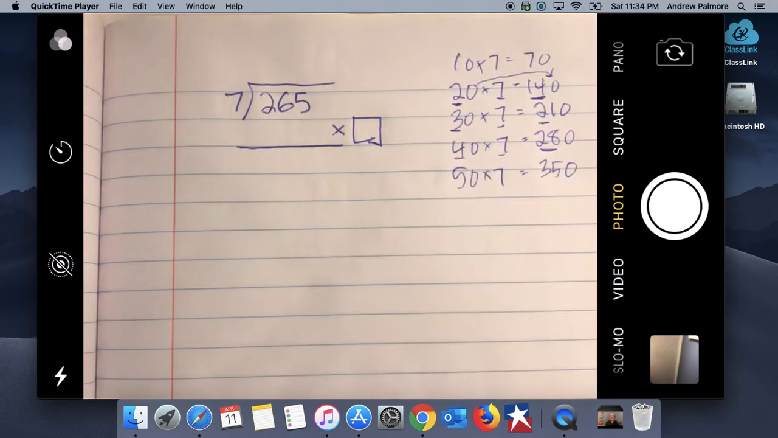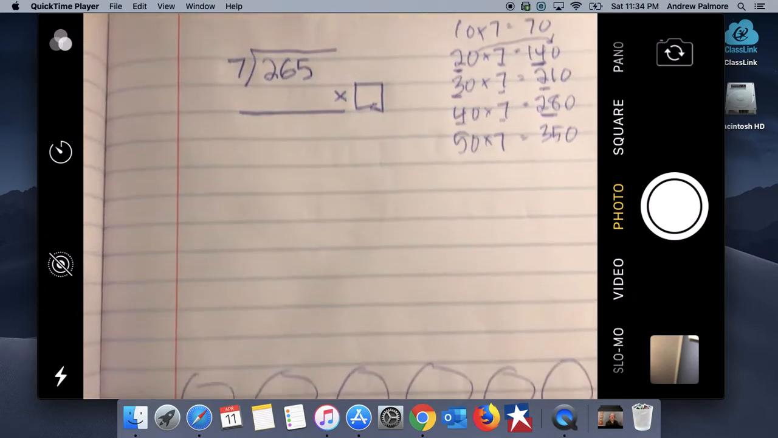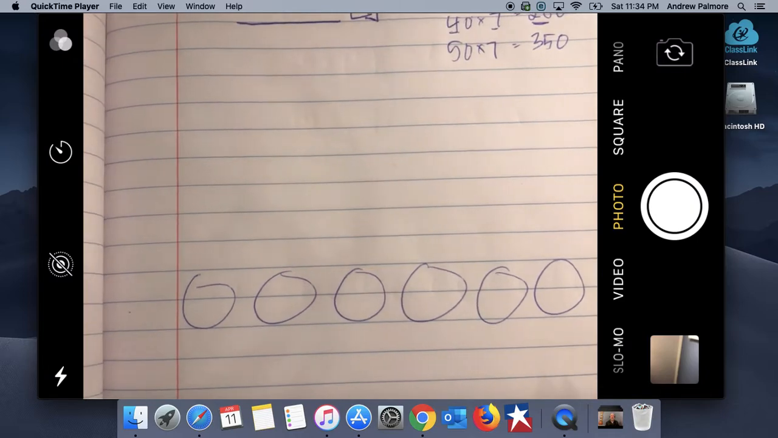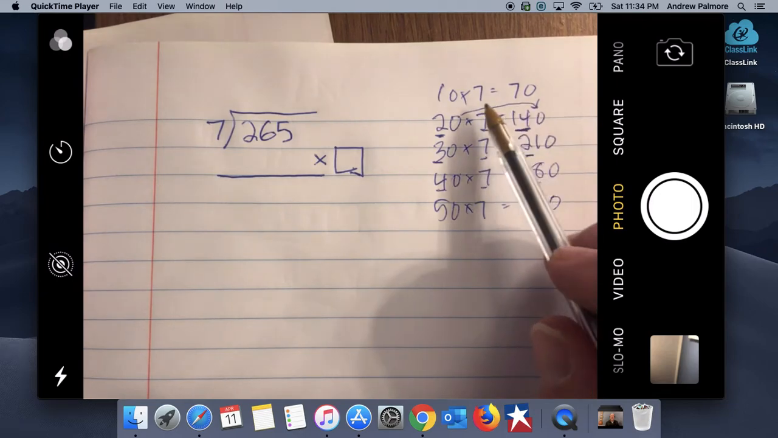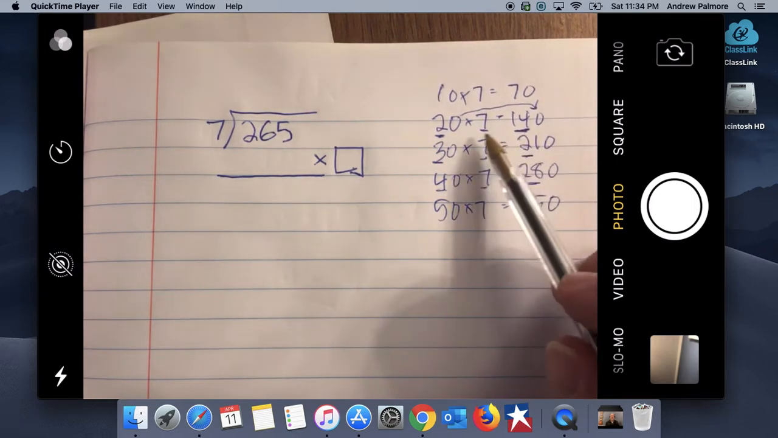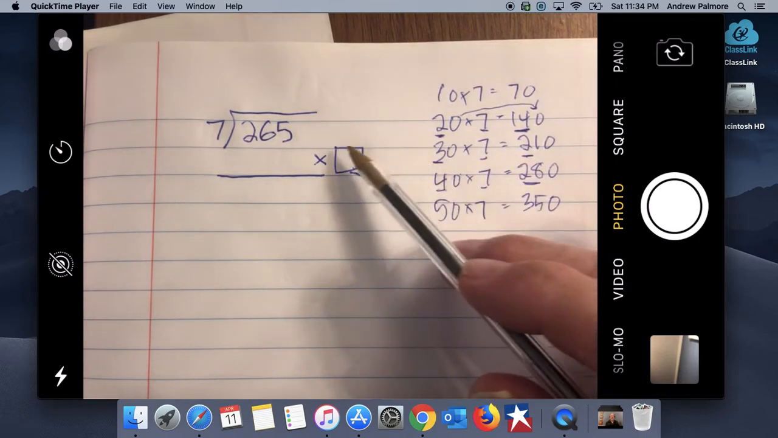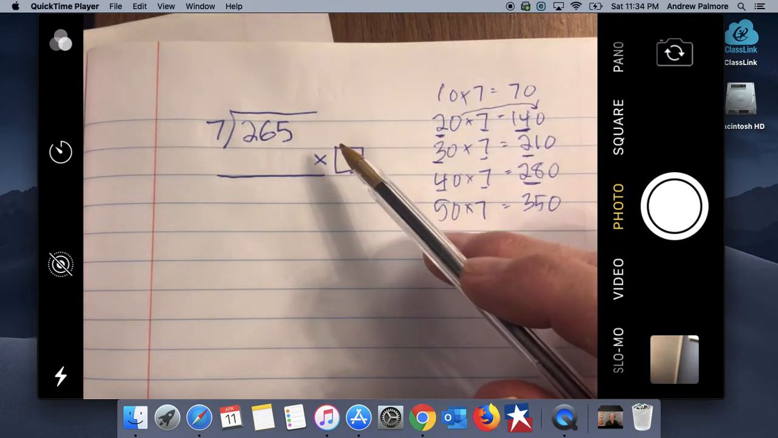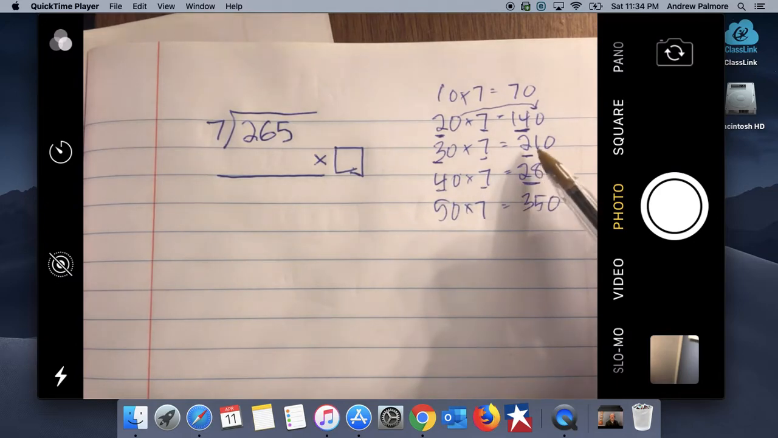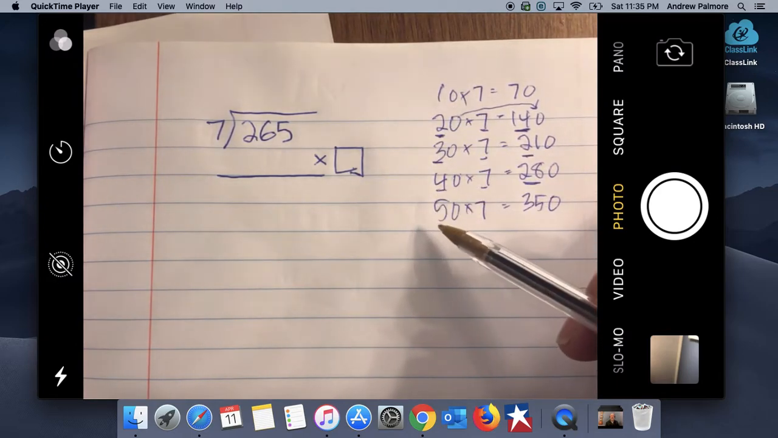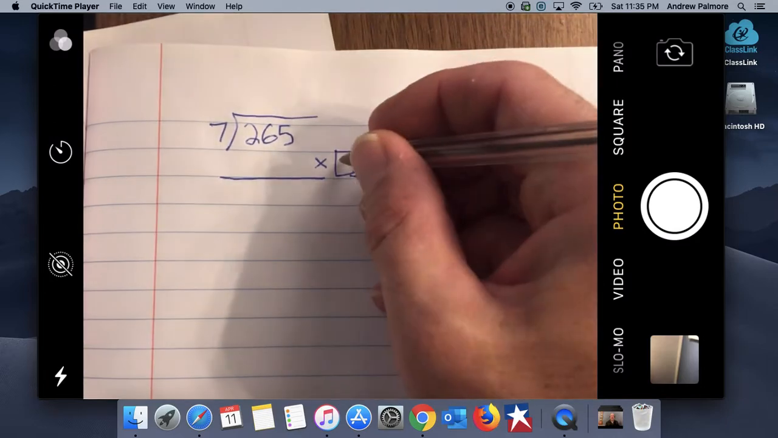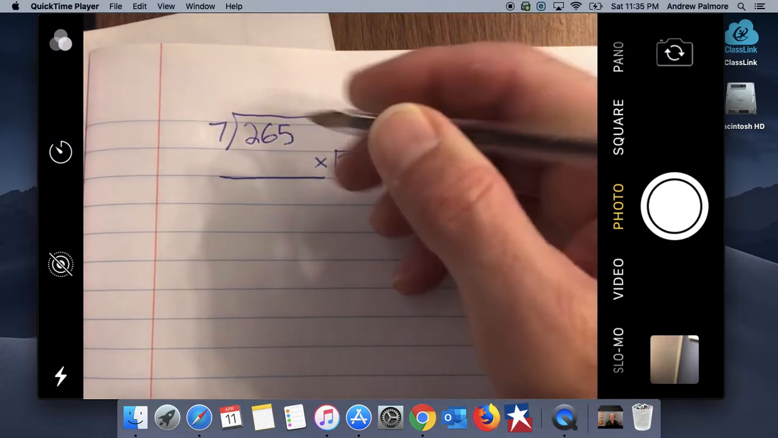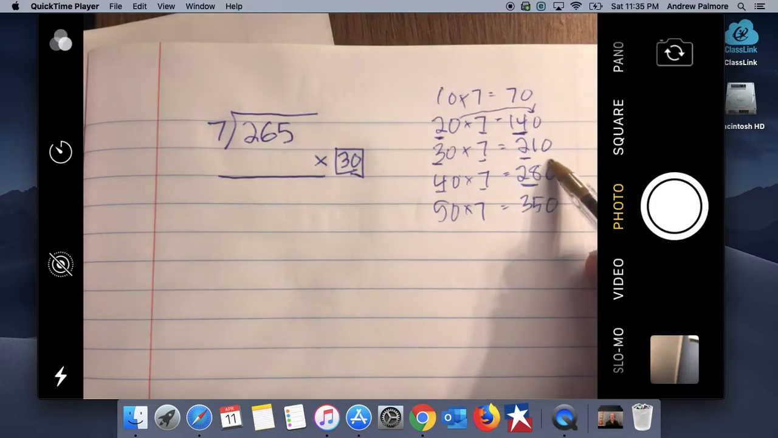So now, how many could I give each person of 7? Could I give them each 10? Well, if I give everyone 10, that'll make 70. If I give everyone 20, that'll be 140, and so on. I want to get as close to 265 as I can without going over, and to keep it simple, I'm going to do just multiples of 10 for now. So what would be the best number to choose? Well, I'm going to pick 30 because I know that 7 times 30 makes 210.